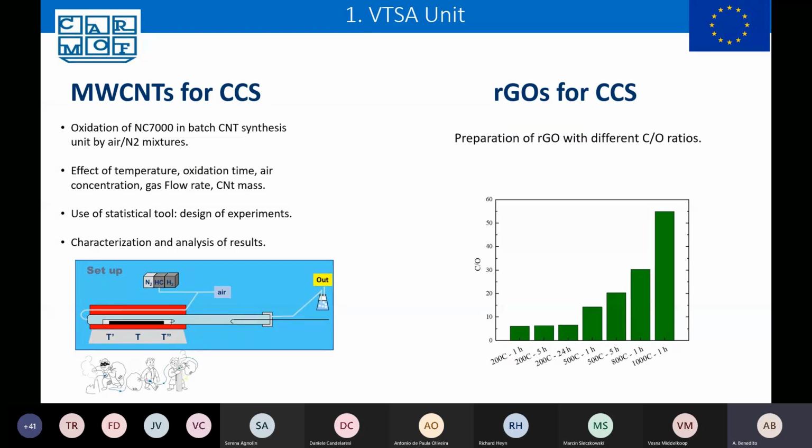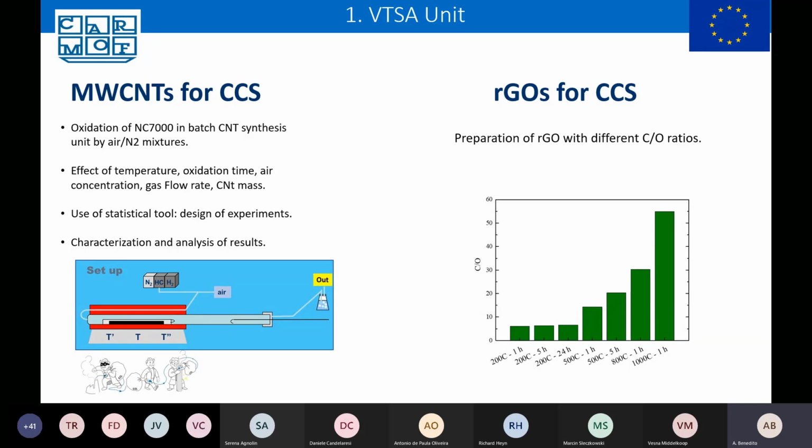About the development of multi-wall carbon nanotubes for CCS purposes, our partner NanoSil has worked on different oxidation grades of their commercial NC7000 carbon nanotubes. Different experimental designs, based on controlling temperature, oxidation time, air concentration, gas flow rate, and carbon nanotube mass, have been applied to finally obtain a good material from a processing point of view and of course from the CO2 absorption point of view.